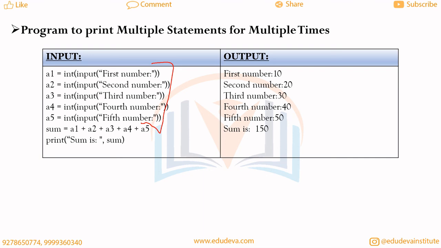But now we have studied one more concept, that we can define the default value of a variable by writing a1 is equal to 10. It is the default value of a1, so every time the value of a1 will be 10. But if we write a1 is equal to int input first number, it means that the compiler will demand the value of a1 from the user, and the value entered by the user will be the value of a1.